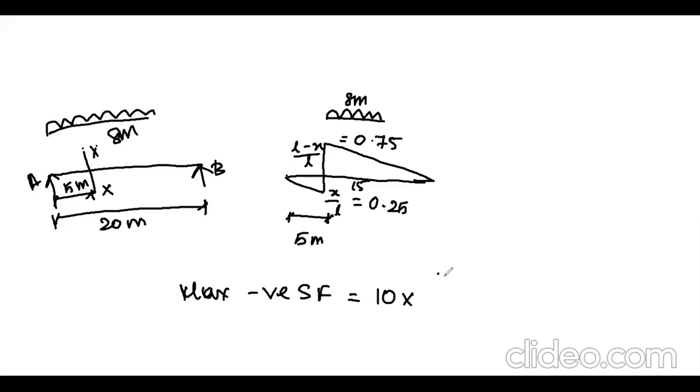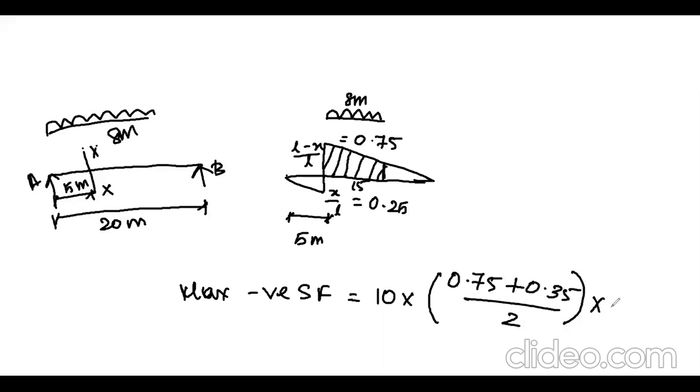What we are going to do here is, it is triangular in form, but the load is acting only up to a distance of 8 meter, not for the 15 meter. So only this portion we will be considering. This seems to be a trapezoid. Am I right? So you will be taking this 0.75 plus 0.35, divided by 2, into 8.